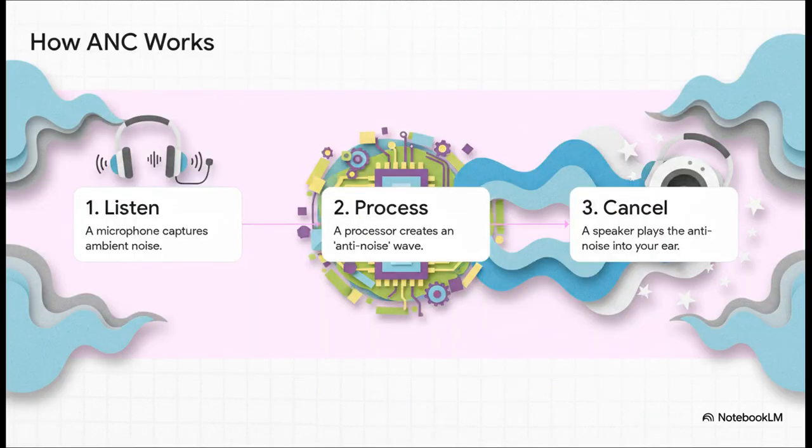So you're probably wondering, how on earth does all this happen inside your headphones in the blink of an eye? Well, it's basically a super fast three-step dance. First, a tiny little microphone on the outside of your headphones listens to the noise around you. Second, a powerful little computer chip inside instantly analyzes that noise and creates its perfect opposite, the anti-noise wave. And third, a speaker inside your headphones plays that anti-noise into your ear at the exact same moment as the real noise. And poof, they cancel each other out.